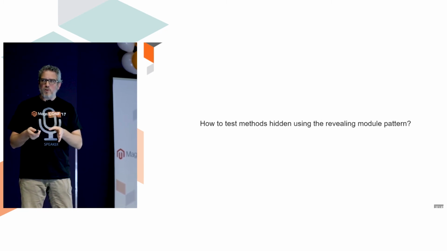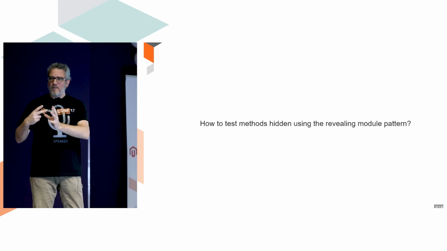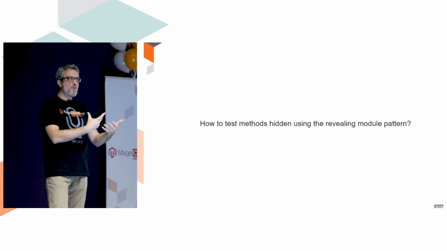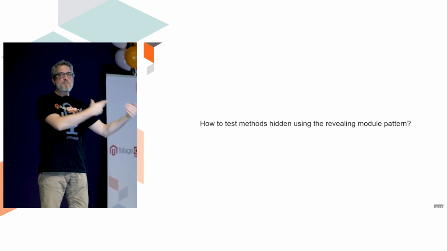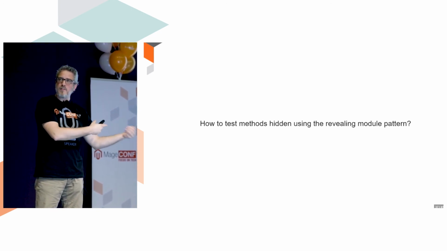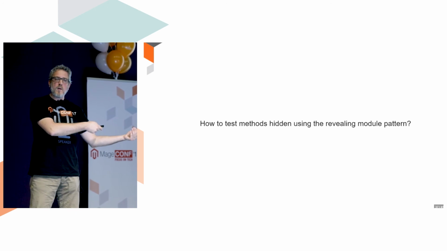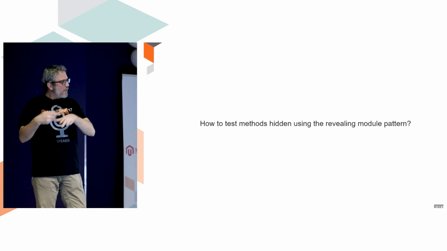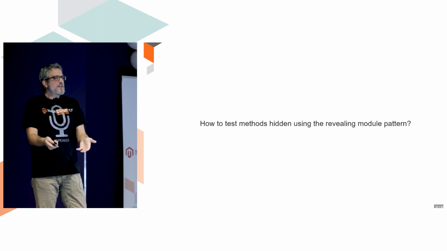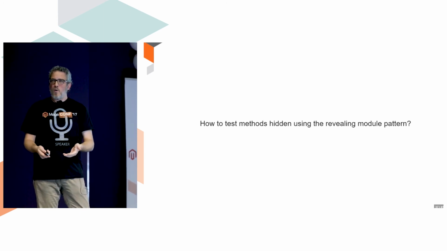Within the revealing module pattern, you always have a module that reveals something to the outside world. It returns something to the outside world. And only that thing that is being revealed, the return statement, is something I can test for. But all of the code that is within the code base before the return statement is reached, is that something I should test for or not?